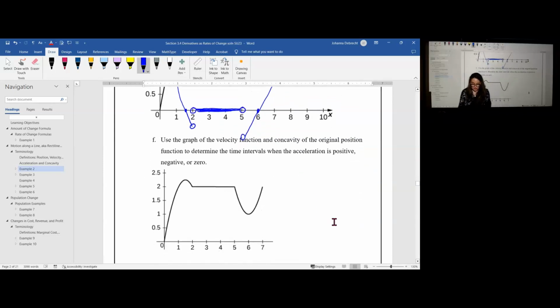Now let's use the graph of the velocity function and the concavity to say where the acceleration is positive, negative, or 0. Remember, acceleration is the first derivative of the velocity and the second derivative of the position. Where is it positive? Where is it negative? Where is it 0? This first section from 0 to 1.5, it's definitely concave down, which means it's negative.